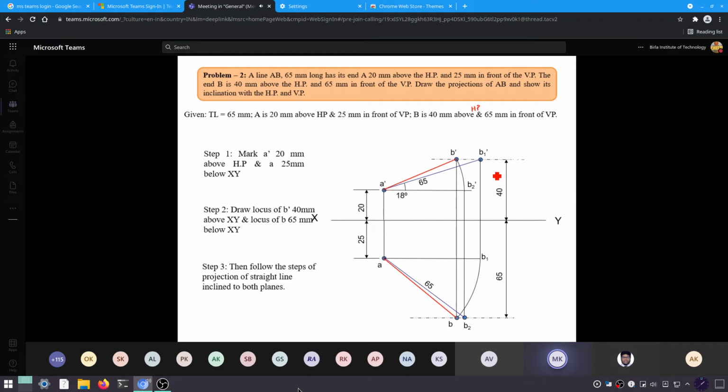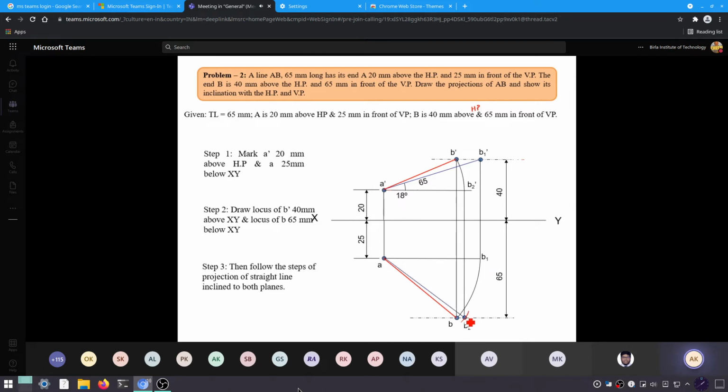Is it clear? Yes, sir. So either you can approach it like this, or you can do one more thing. You open your compass, 65 mm, okay, and make an arc over here. So you'll get the true length in top view. And the corresponding angle you will get from that will be phi.